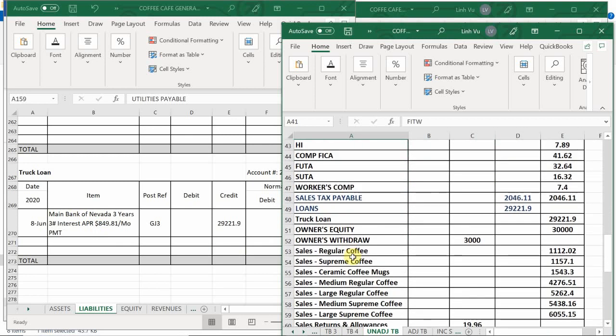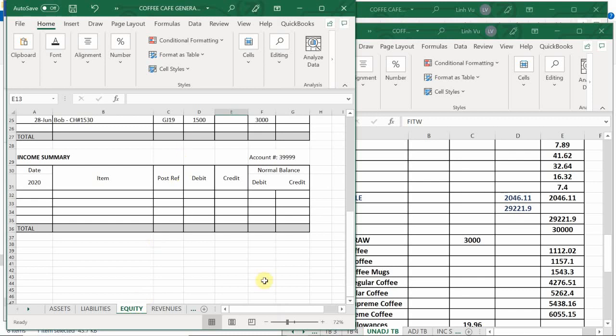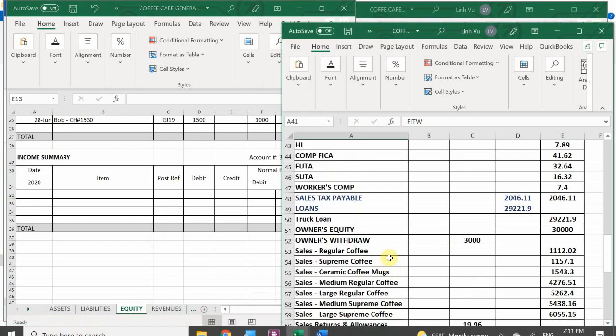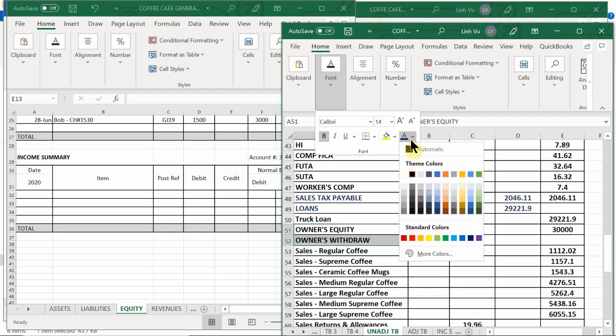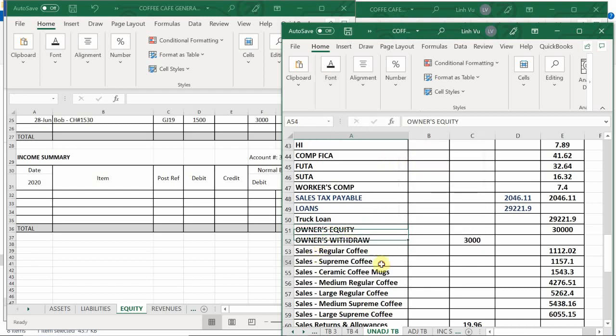So there you go. Good so far. Okay, so let's take a look at equity. In this case, equity accounts are all main accounts because there are no categories. They're all going to be main accounts, because they all affect equity in some way.